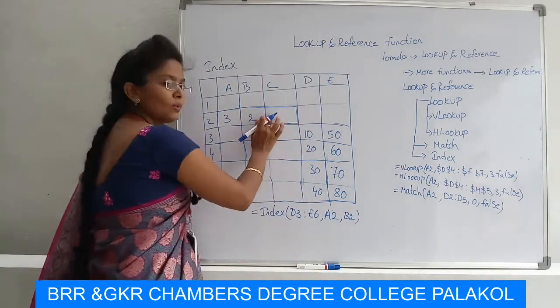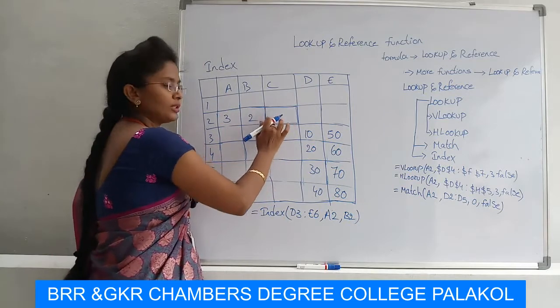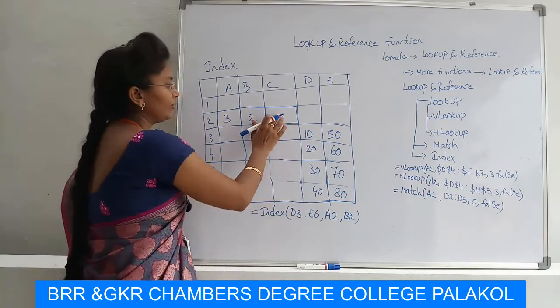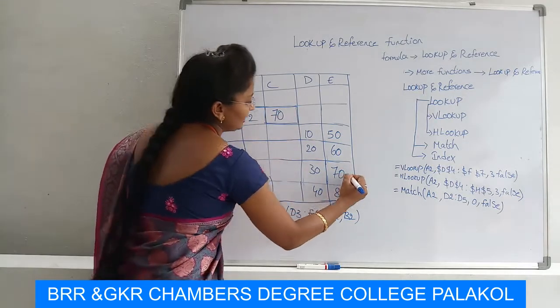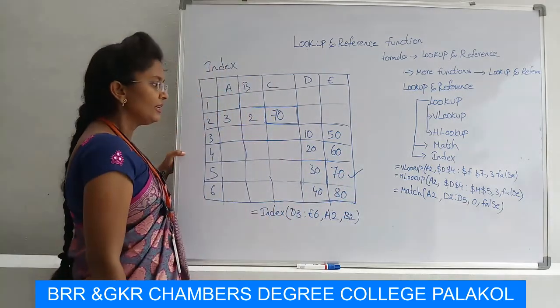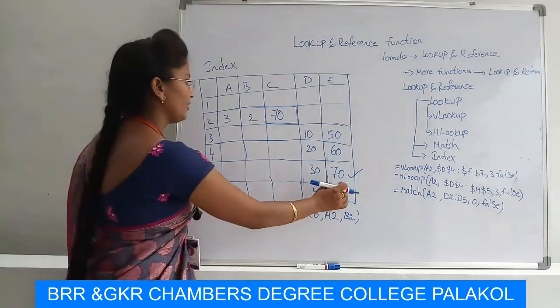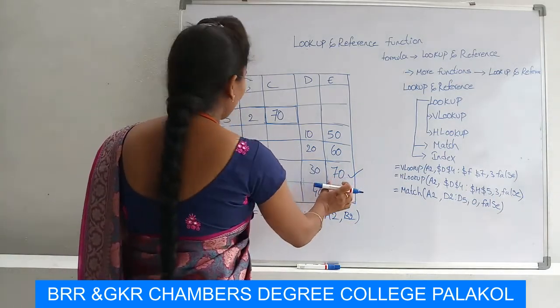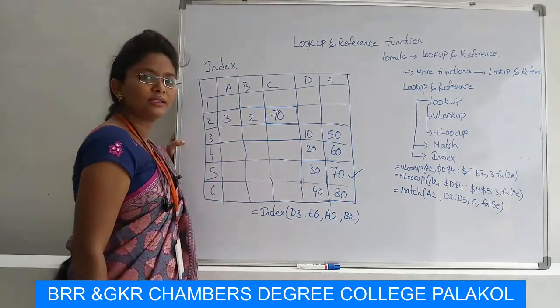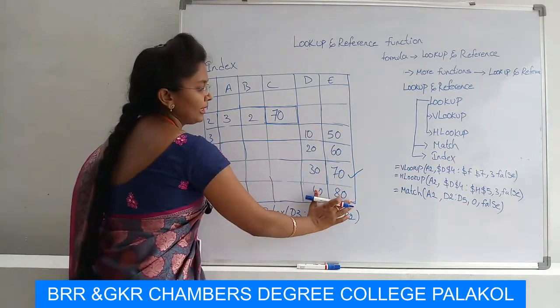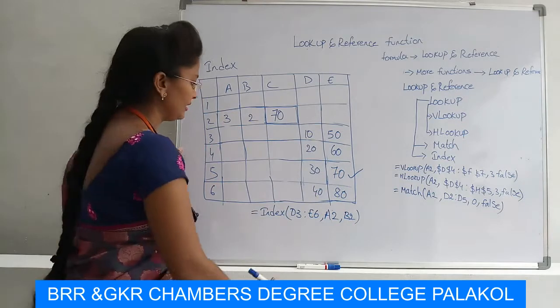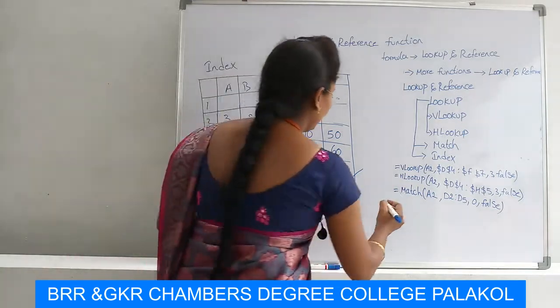I want to display the result in the C2 cell, and press enter, and it will display the answer as 70 here. That means it is taking the index as 70. This cell reference, that means E5, it is taking, and this is the result for the index. Here I am taking the entire data in the Excel sheet.